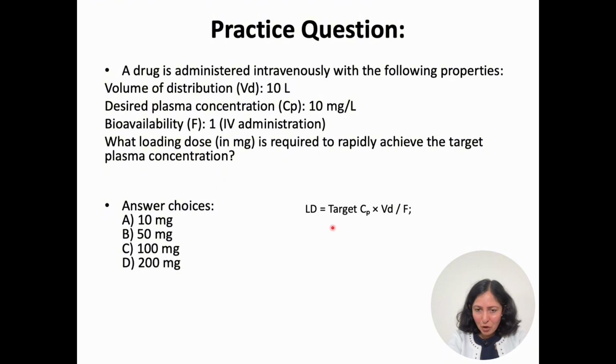Okay, so this is the formula for the loading dose. That is the target plasma concentration times volume of distribution divided by bioavailability. In this case, F is 1. So the answer you get is 100 milligrams. Liters and liters cancel. Be careful of the units. It's very important. So the answer here is C, 100 milligrams.